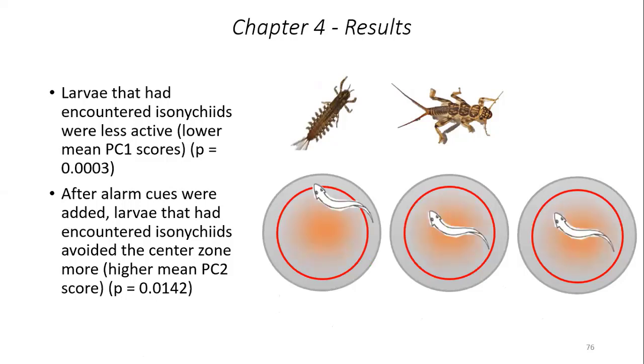This probably has to do with the fact that the alarm cue odor was added to the center of the Petri dish. So those sturgeon that had interacted with isonychiids were more reactive to that danger signal and more interested in avoiding it.